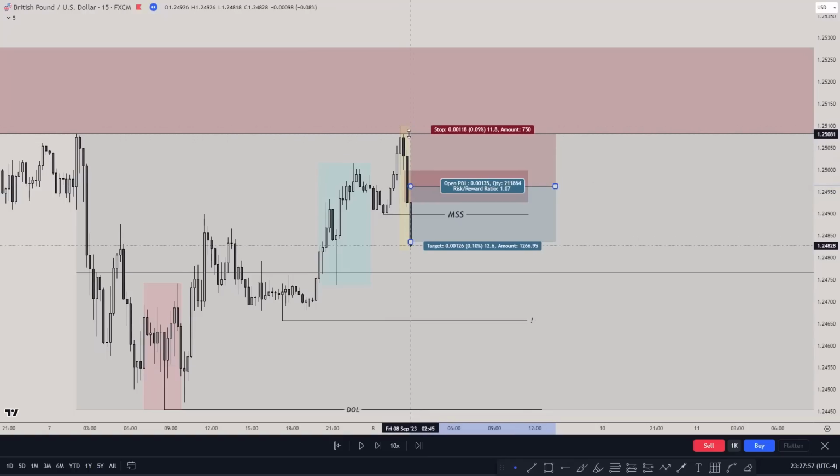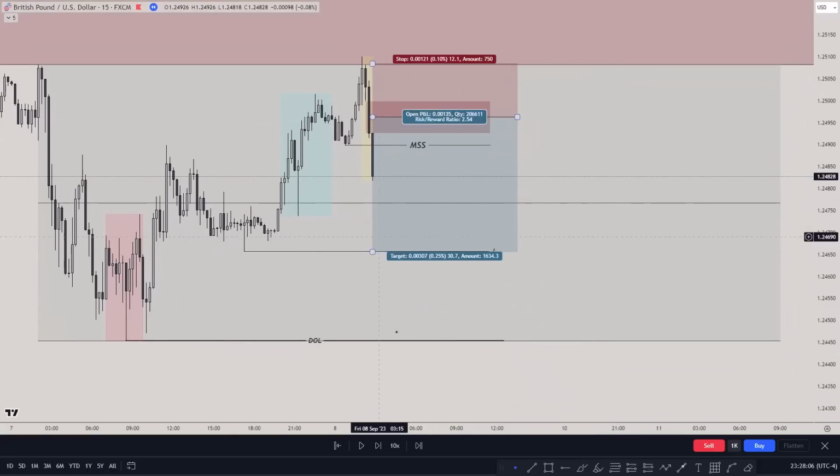Stop loss just above here, or above this candle. Now let's put it here and then target this level right here, 2.5, and then I can extend it to the draw on liquidity.